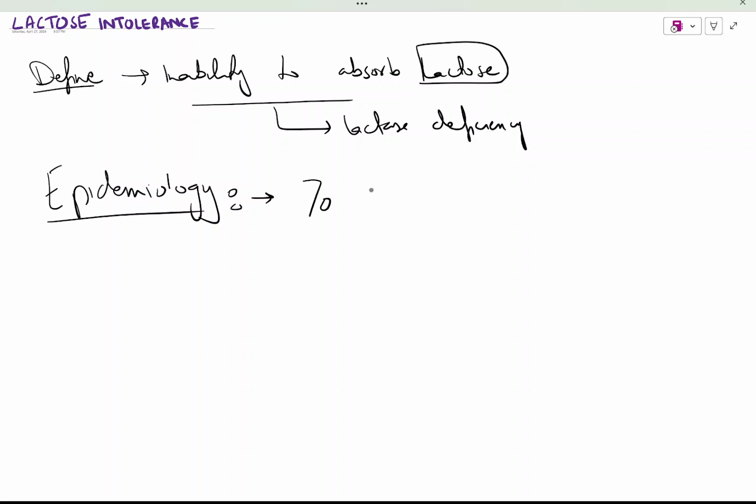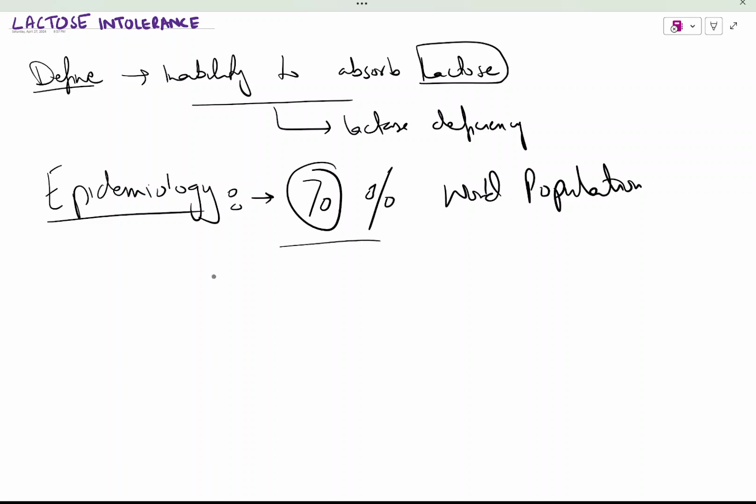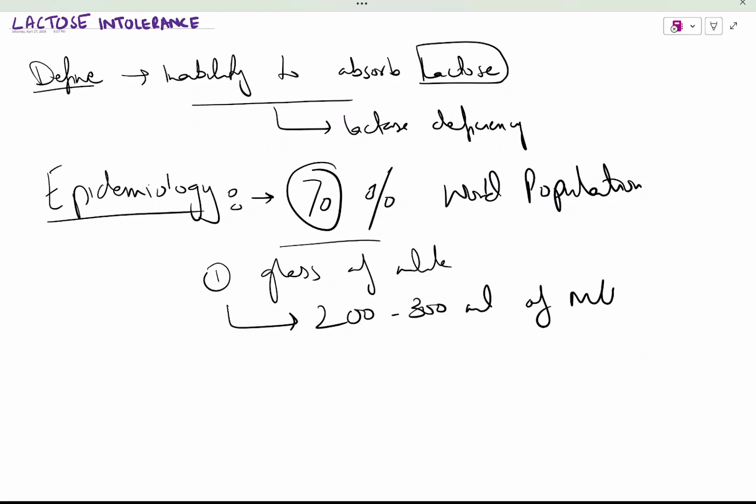So about 70% of the world's population is lactose intolerant. It's a huge number. Why do people not present with so much diarrhea? Because people usually consume one glass of milk, which contains about 200 to 300 ml of milk. If a patient consumes 200 to 300 ml of milk, his body is able to tolerate this amount of lactose. So patients usually do not present in early ages. Its prevalence increases with age.